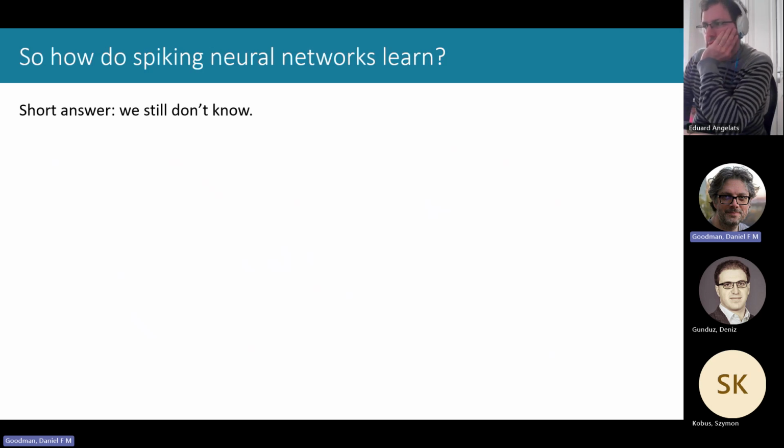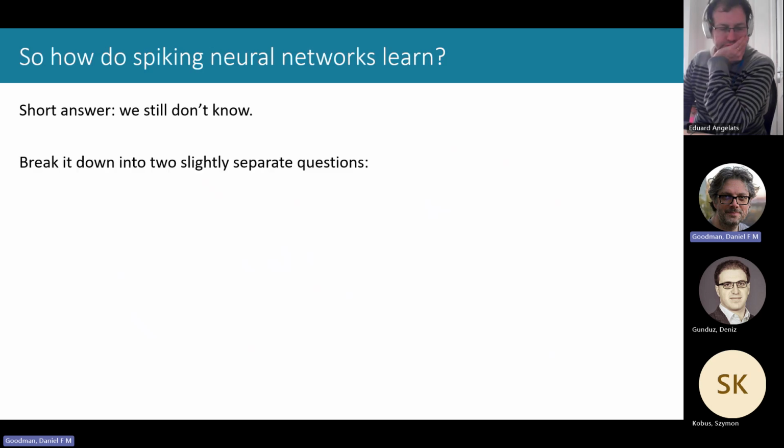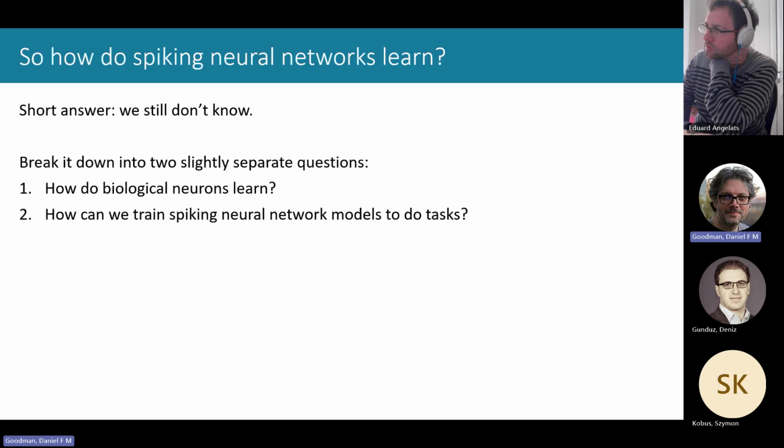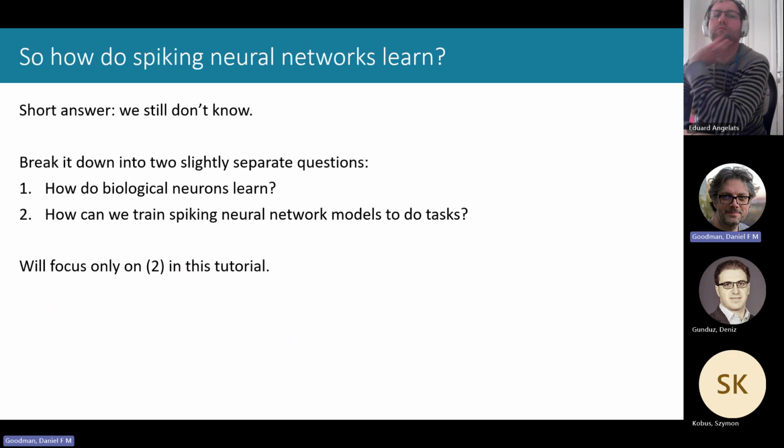There are very few things that we know about how real neurons learn, but mostly I would say the answer is we don't know. We can break that down into two slightly separate questions, which is how do biological neurons learn, and how can we train our network models, our spiky neural network models, to do tasks? And there might be relationships between these, and I'm not going to talk in this tutorial at all about the question of how biological neurons learn, but only focus on how we can train our models to do tasks.